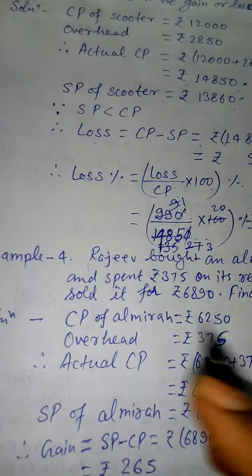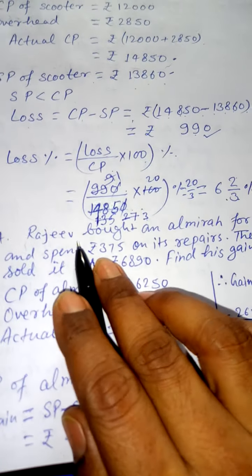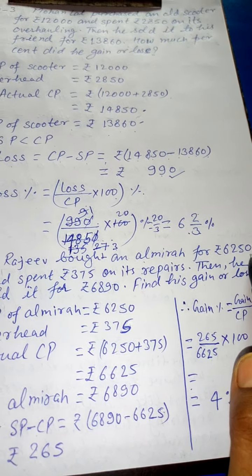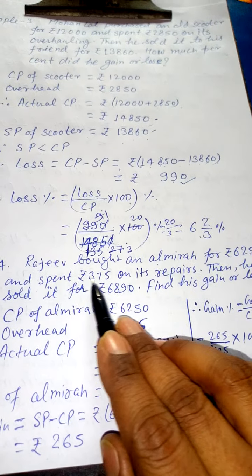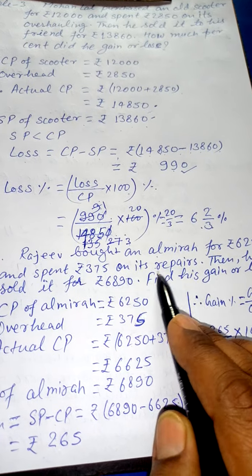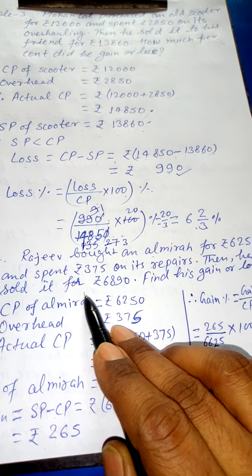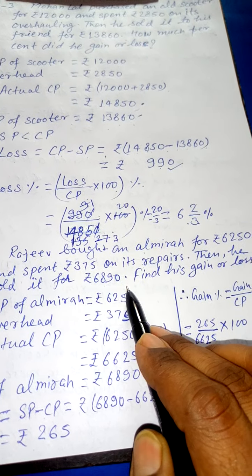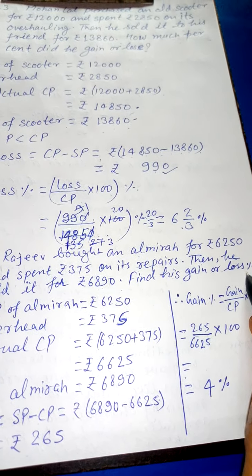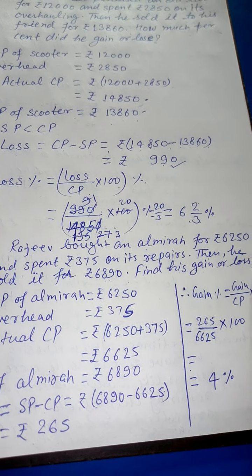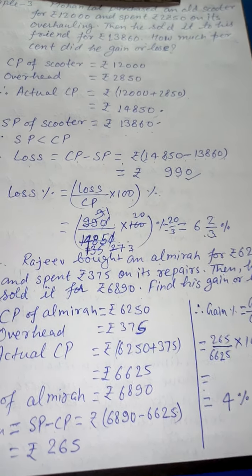Now example number 4. Rajiv bought an Almira for rupees 6,250 and spent rupees 375 on its repairs. Then he sold it for rupees 6,890. Find his gain or loss percent. So first of all we have to find out the actual CP and SP.